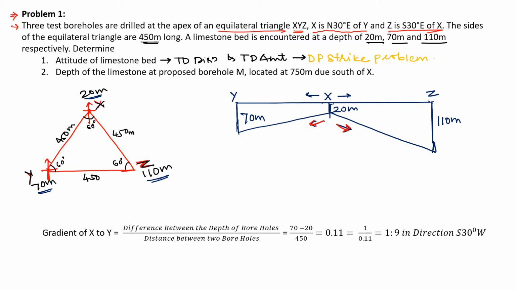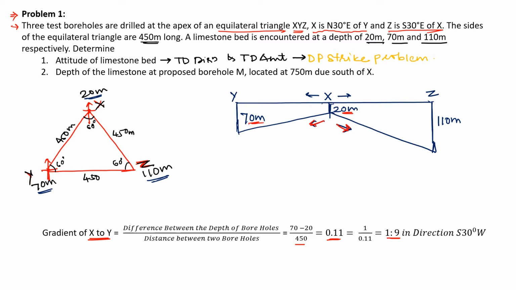That formula is: the gradient of X to Y we can calculate based on the difference between the depths of the boreholes divided by the distance between the two boreholes. So we have two boreholes, that is X and Y. We take the depths. So 70 minus 20 divided by the distance between the two boreholes, which is 450 meters. The value comes around 0.11. So to calculate the gradient I will be doing 1 by 0.11. We get the value as 1.9.